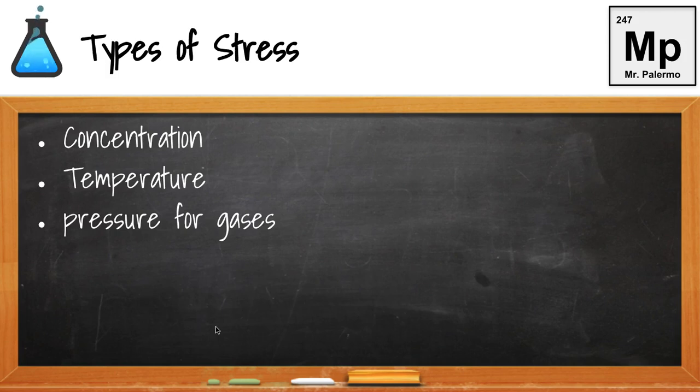So, different types of stresses that we could have. One is concentration. We could either increase the amount or decrease the amount of either a reactant or a product. We have temperature. We can increase the temperature or decrease the temperature. And for pressure, we can increase or decrease pressure. And that's only going to affect gases if they're involved.